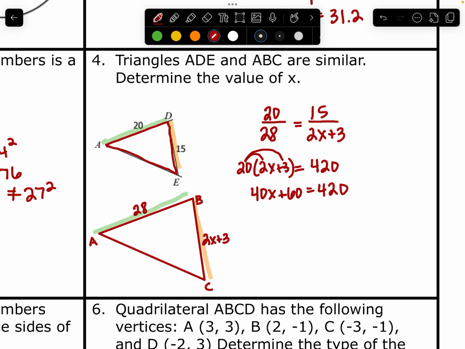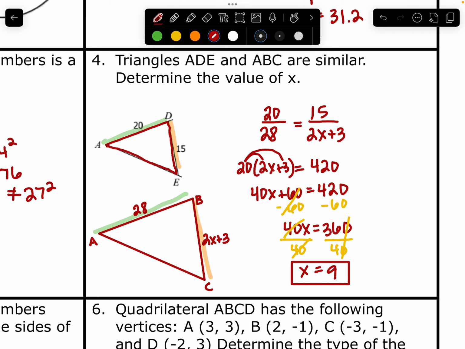Now we're going to take away 60 from both sides. So that's 40x equals 360, sorry. And then we're going to divide both sides by 40. So we end up with x equals, those zeros can cancel out. 4 goes into 36 9 times. So we get 9 here. And of course, plug 9 back in to make sure that it actually works.